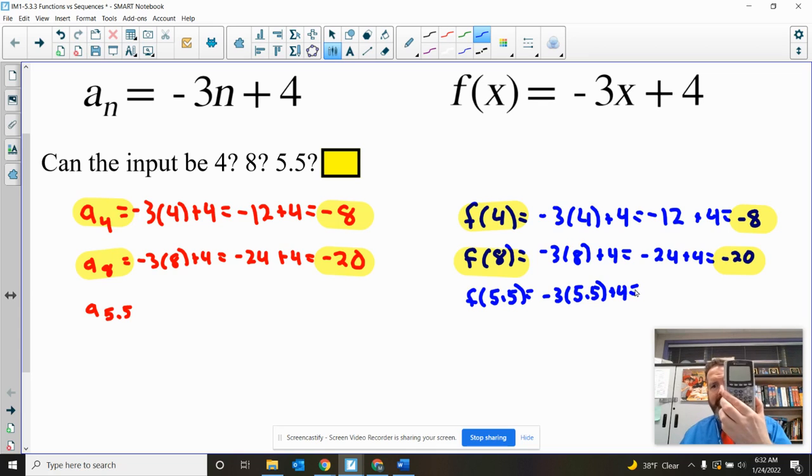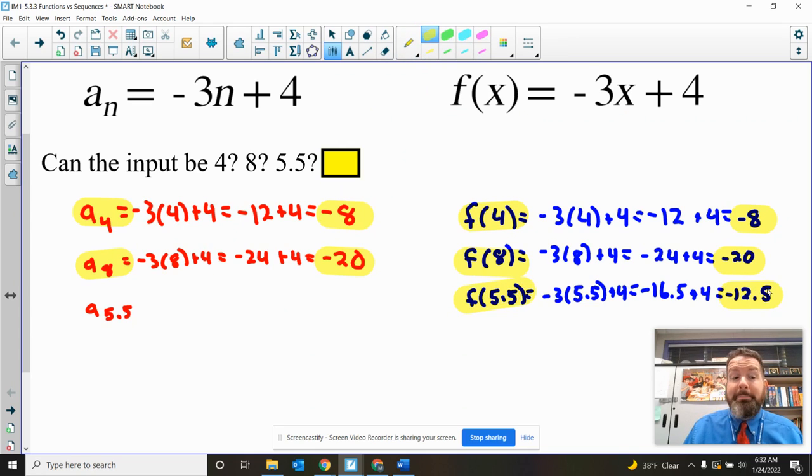I'm going to pull up my calculator here. Do -3 times 5.5, which is -16.5. And then add 4 for -12.5. Yeah, over here, there's no problem.